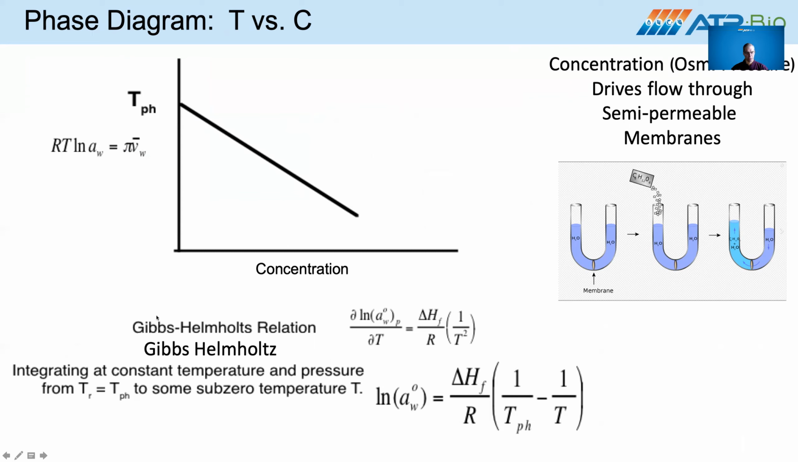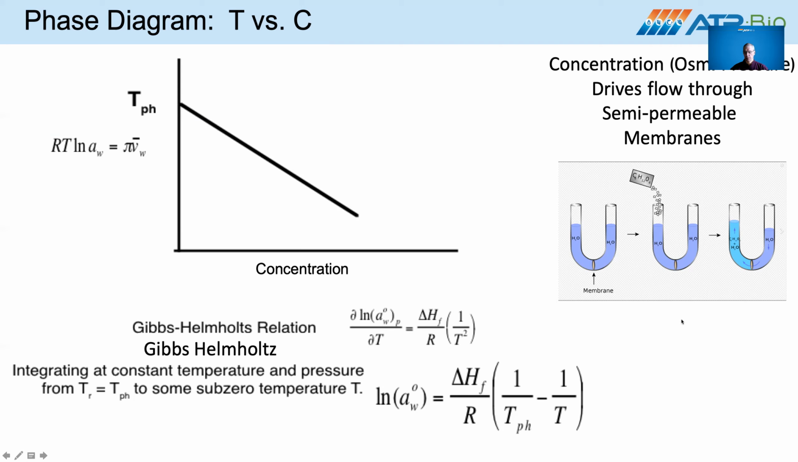By integrating Gibbs-Helmholtz, you can actually get to the chemical activity of water at any temperature, which relates back to concentration or to osmotic pressure. And that's what this relationship is here.